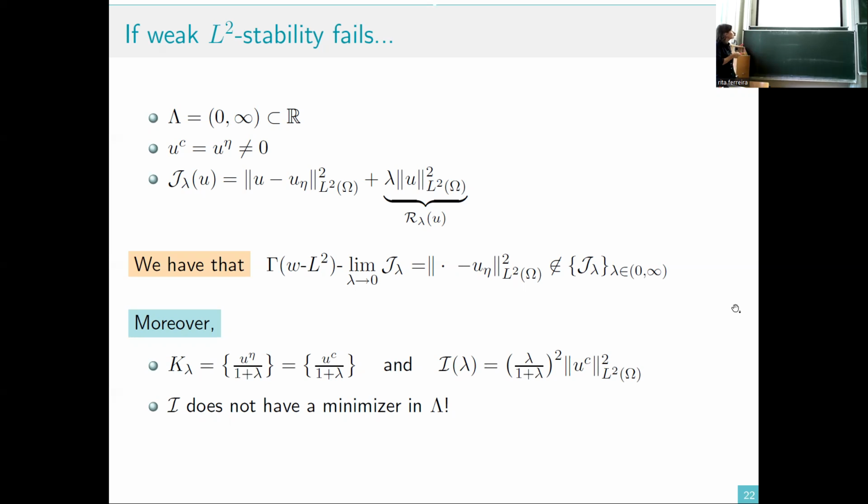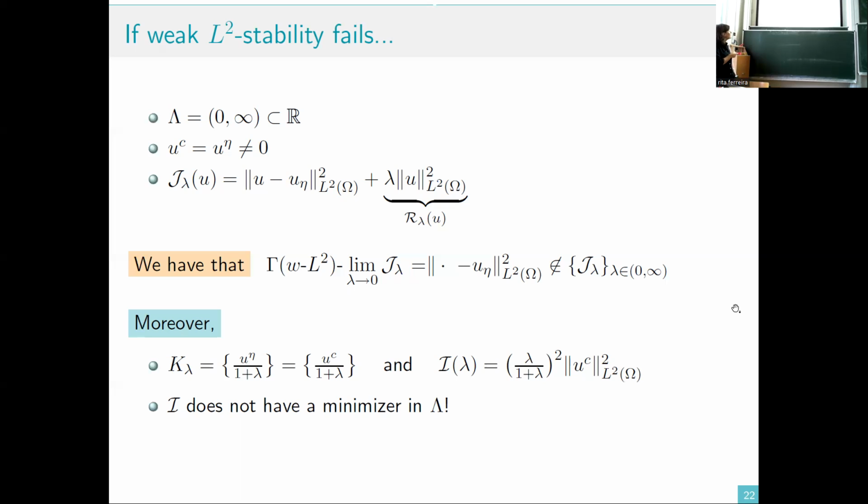If they converge to zero, this is the gamma limit. You can prove that this is the gamma limit. You get this L2 norm, and that does not belong to your family because your family is not defined for lambda equal to zero. Your parameters are not there.